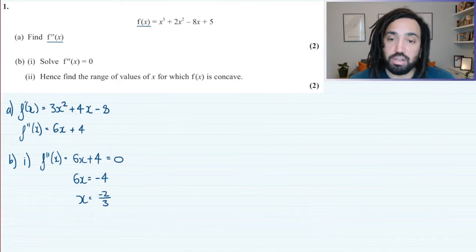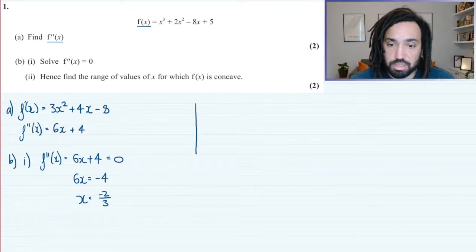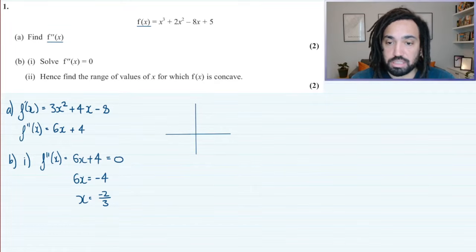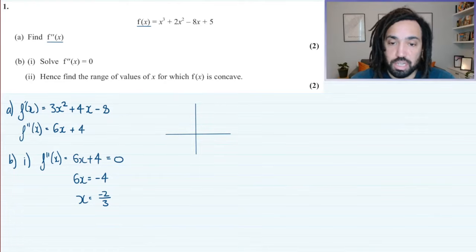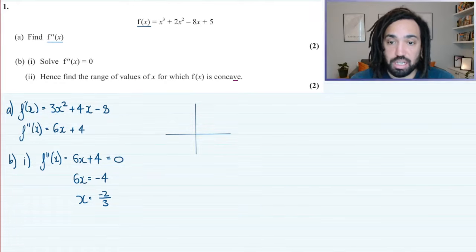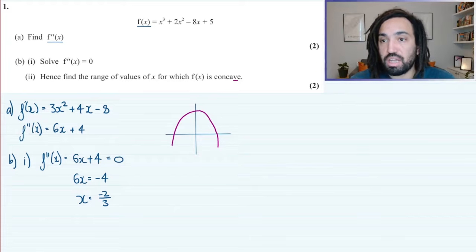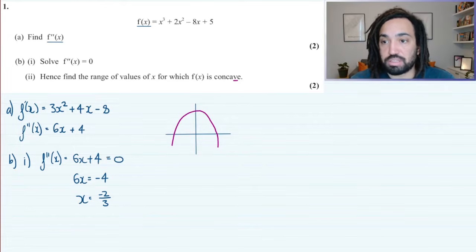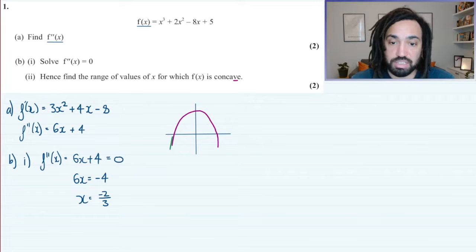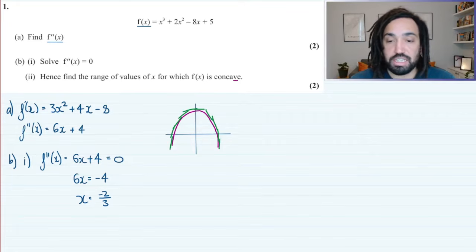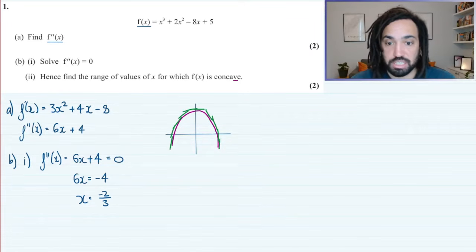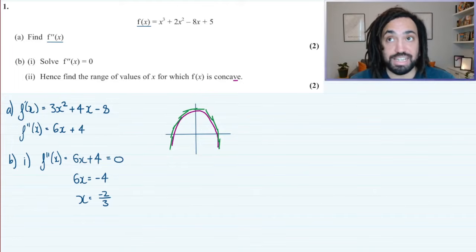It says, hence find the range of values for x for which f of x is concave. Okay, so to be honest, I can't always remember which one is which, so let me just show you what I would do. Concave looks like a cave, so it's like a tunnel. So it's this type of shape to it. And what happens to the gradient as it goes round there? The gradient starts off very steep, so a big positive number, and then it decreases, and it gets to 0, and then the gradient starts becoming negative. Okay, so that means that the gradient is decreasing, which means the second derivative must be negative.